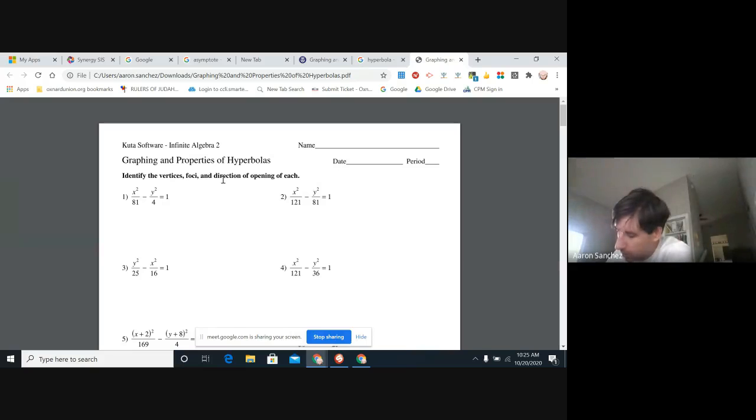Okay, so let's write down what we need. We need to identify the vertices, the foci, and the opening. Just 3. This is a lot easier than before. So the way I'm going to do this is I'm going to graph it. Now you don't need to graph it. There's ways to figure it out without graphing it, but looking at a picture is way better.